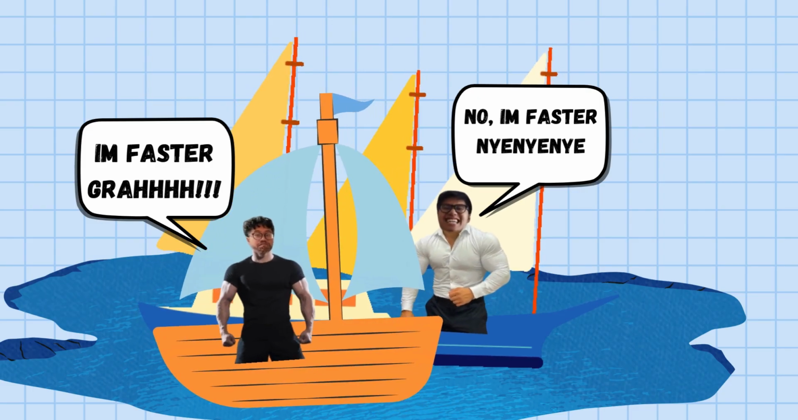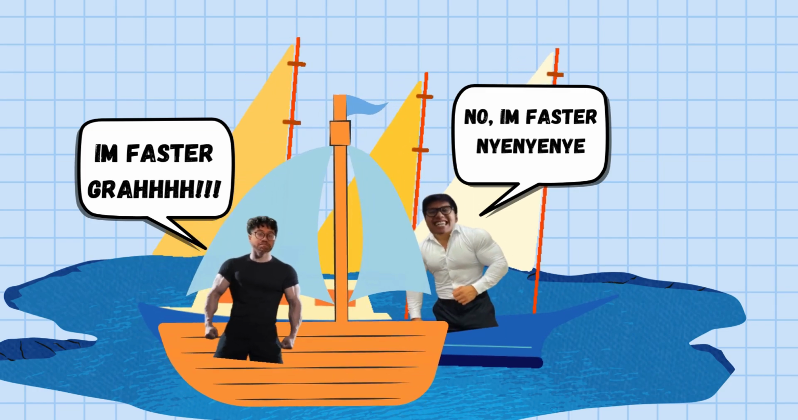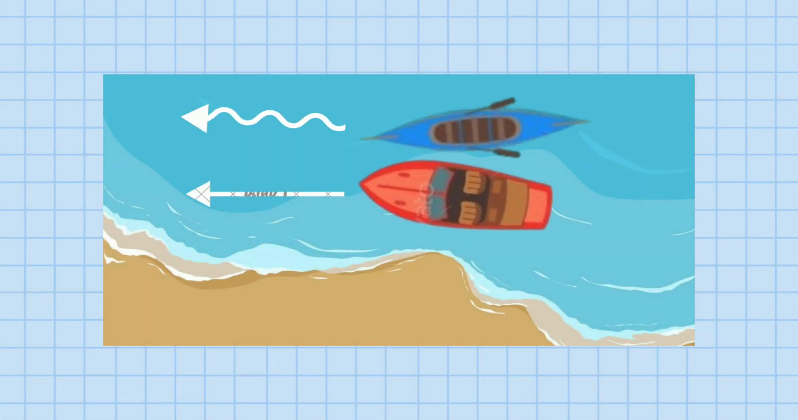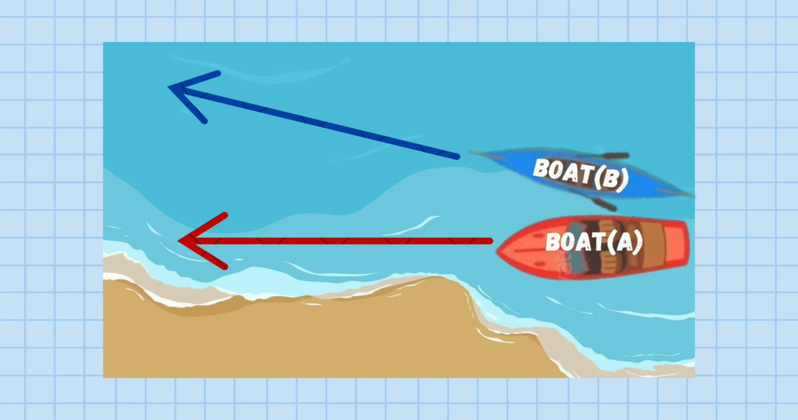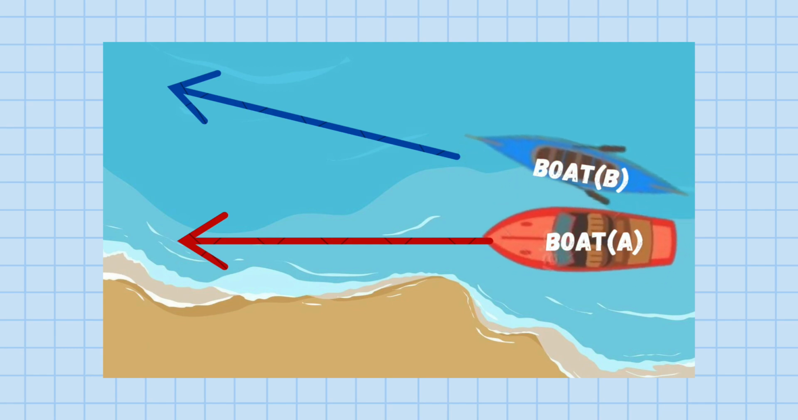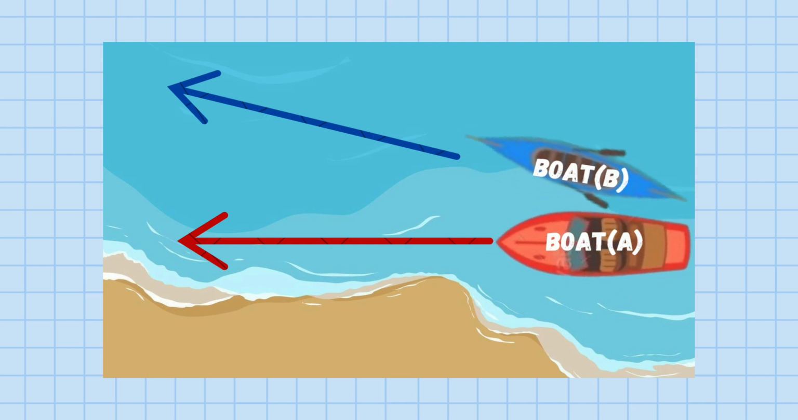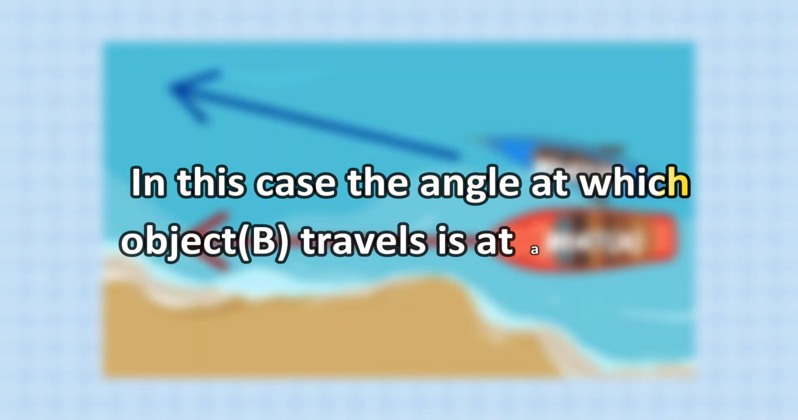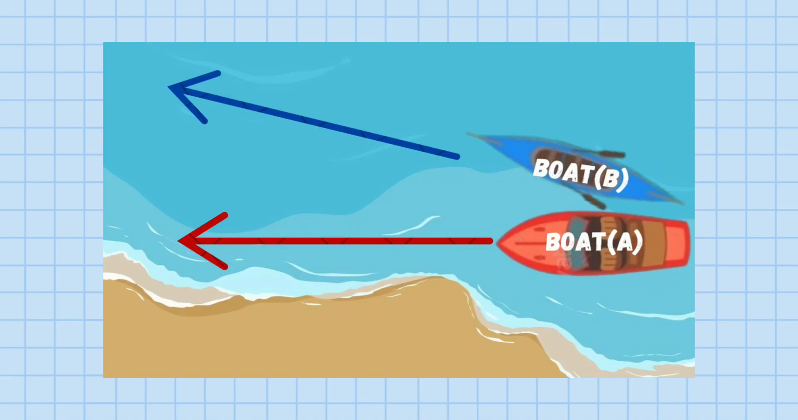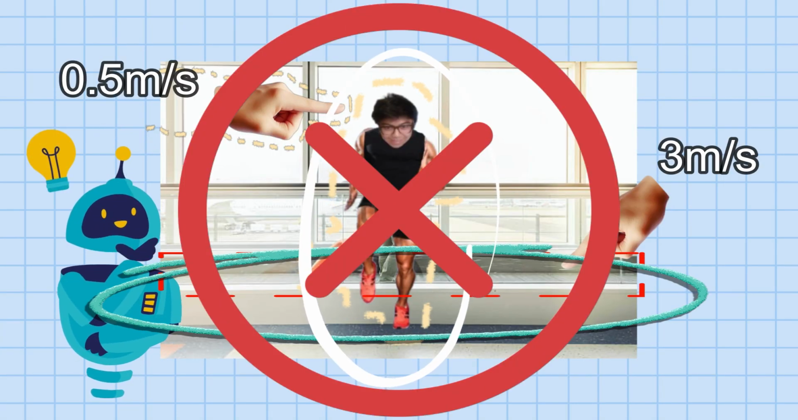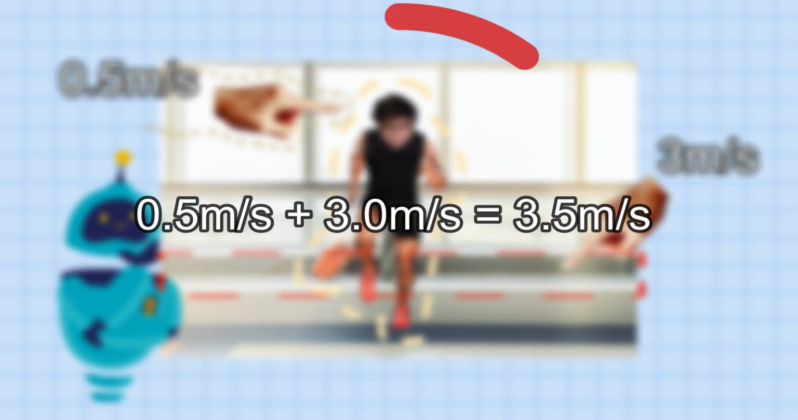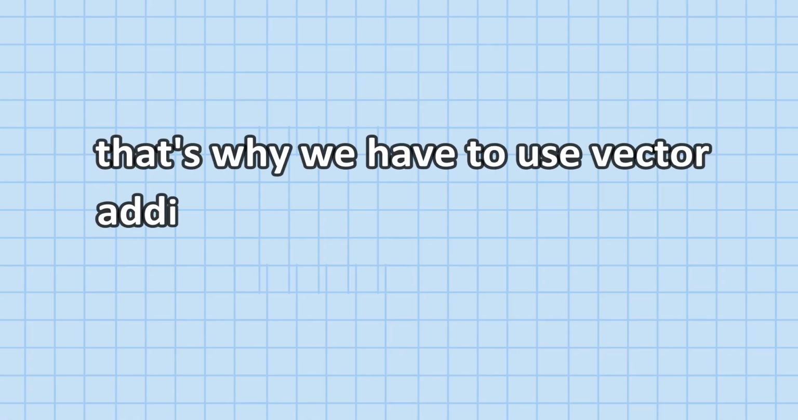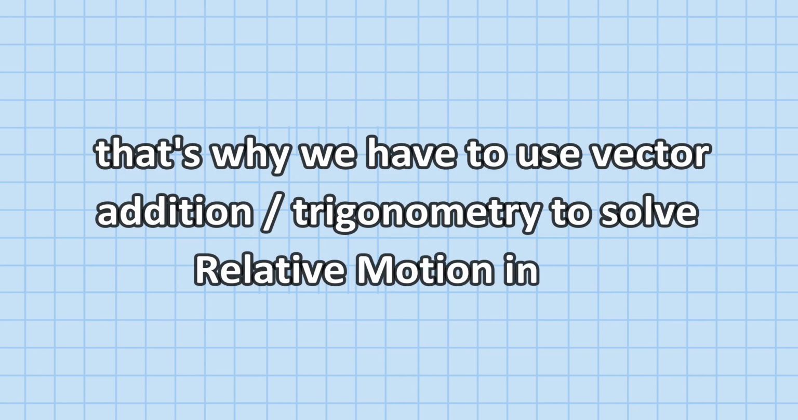To solve this, we first need to visualize the two boats in the pond to be in a plane. Imagine boat A heading towards its destination while another boat, boat B, is traveling in a direction that is not parallel to the other boat. In this case, boat B travels at an angle. Since the objects aren't traveling parallel to each other, we can't use the same methods for getting the relative velocity in 1D. That's why we have to use vector addition or trigonometry to solve relative motion in 2D.